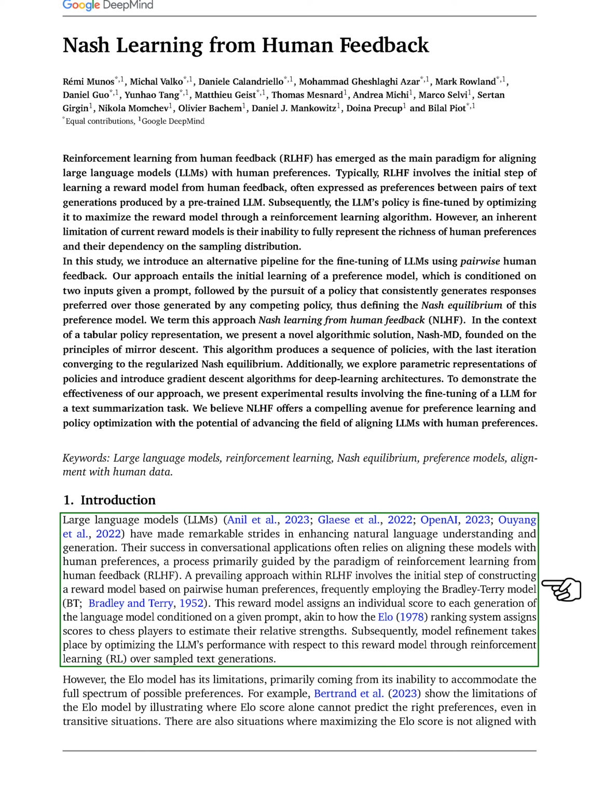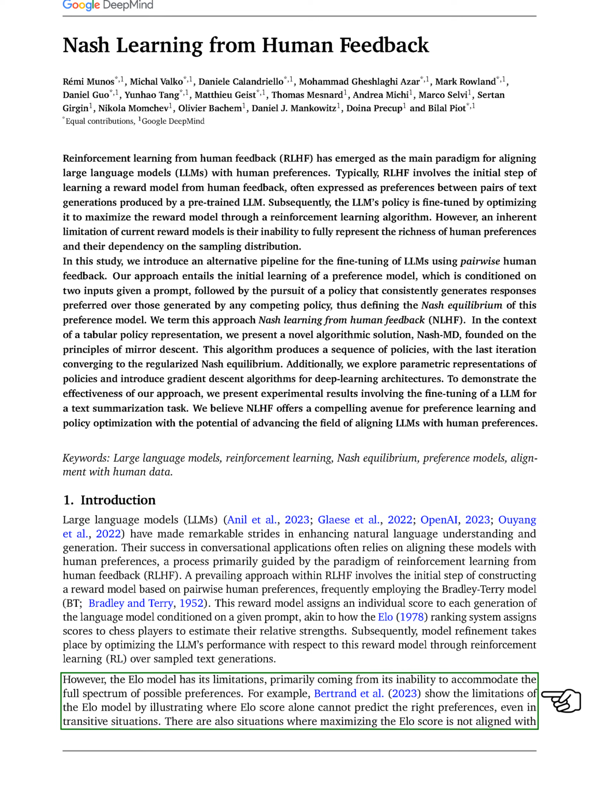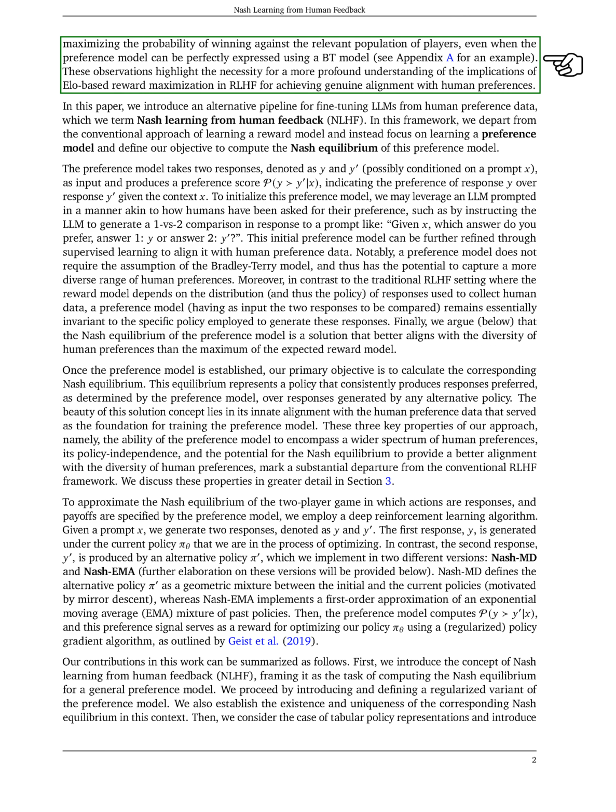In RLHF, we typically start by creating a reward model based on human preferences. This model assigns a score to each output of the language model, similar to how chess players are ranked based on their relative strengths. We then refine the model by optimizing its performance using reinforcement learning. However, this approach has its limitations. For instance, there are situations where maximizing the score doesn't necessarily align with maximizing the probability of winning against other players.